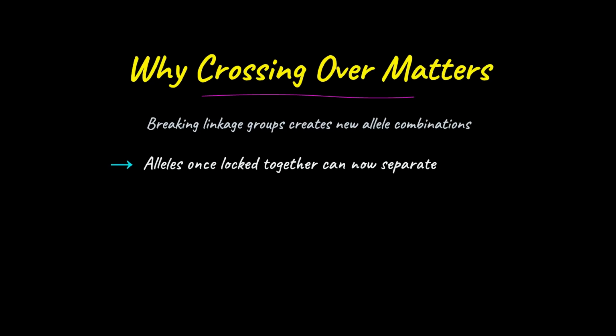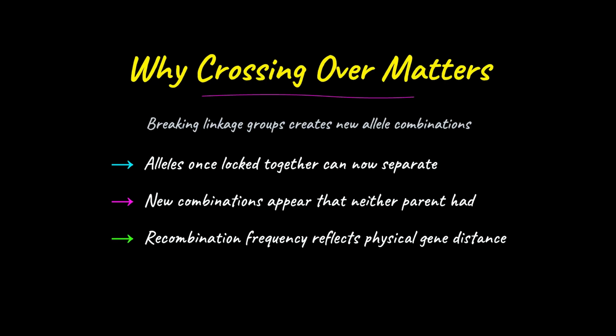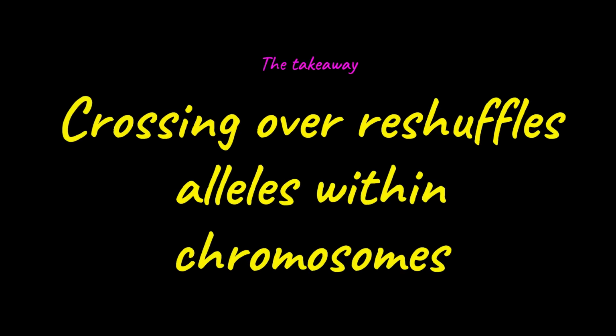Without crossing over, alleles on the same chromosome would always be inherited together. By breaking these linkage groups, crossing over allows entirely new allele combinations to appear, combinations that existed in neither grandparent, giving natural selection far more raw material to work with. Remember, crossing over physically rearranges DNA during prophase I, producing recombinant chromosomes with novel allele combinations. Combined with independent assortment and random fertilization, it explains the virtually limitless genetic diversity we see among humans.